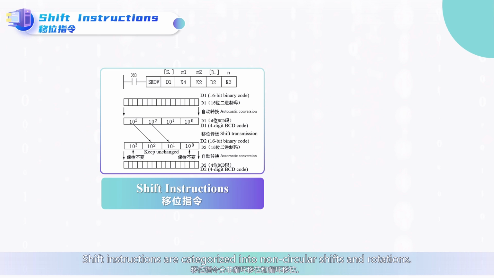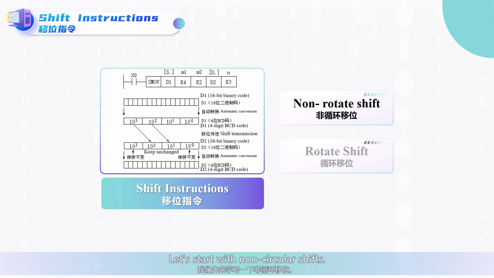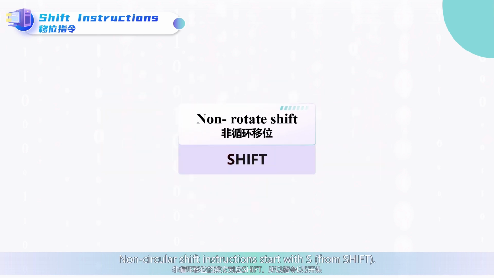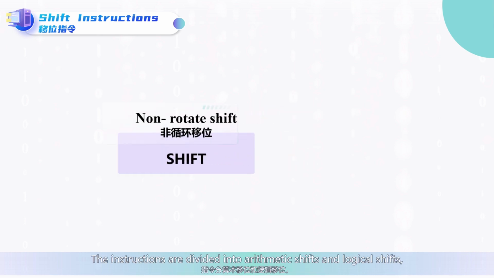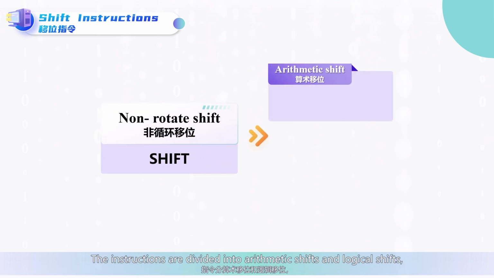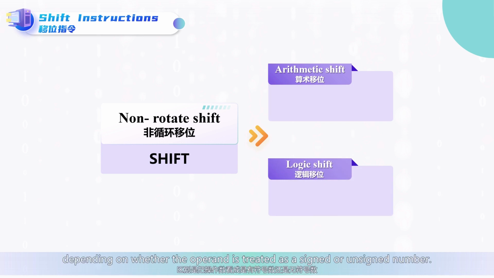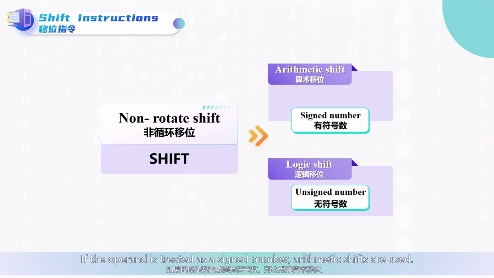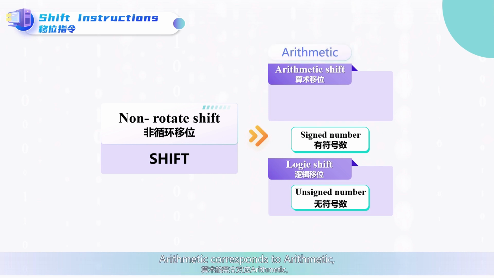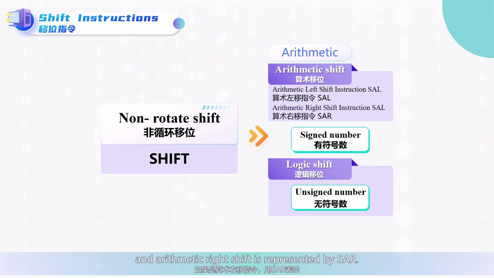Shift instructions are categorized into non-circular shifts and rotations. Let's start with non-circular shifts. Non-circular shift instructions start with S from shift. The instructions are divided into arithmetic shifts and logical shifts, depending on whether the operand is treated as a signed or unsigned number. If the operand is treated as a signed number, arithmetic shifts are used. Arithmetic corresponds to arithmetic, so arithmetic left shift is represented by SAL, and arithmetic right shift is represented by SAR.